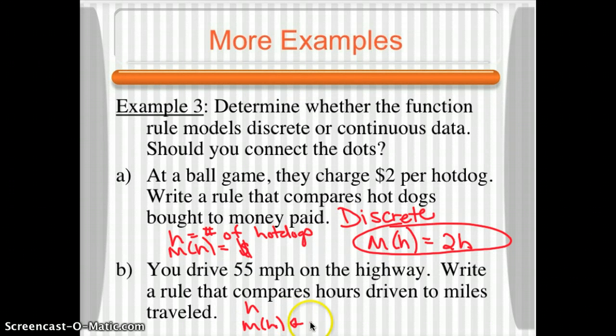This time it's going to be miles and hours. And if I look at this, time is always passing, and the miles can be going by any number. There's like fractions of miles. You could drive 1.25 miles or pi miles. Something's always happening in between. So this is continuous data. And since I'm going 55 miles per every hour, I'm going to say that M of H equals 55 times H for my function rule.